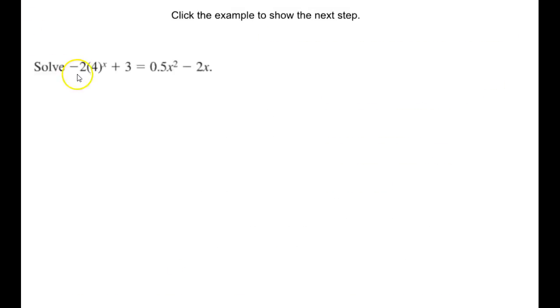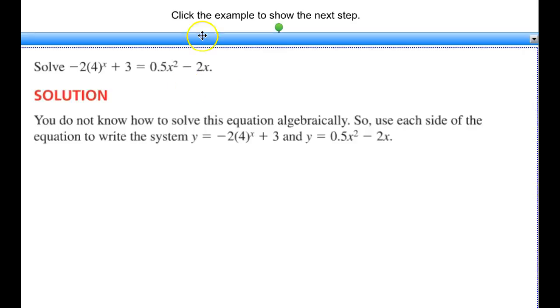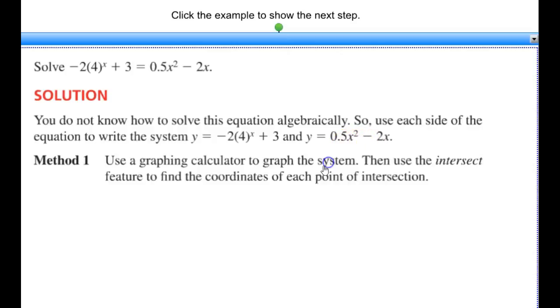So now here's our next example. And again, I see I have an exponential and I have a quadratic, but they're set equal. So I can set each side equal to y because I don't know how to do this algebraically. There's too many variables and too many exponents. So I use each side to write my own system. So y equals negative 2 times 4 to the x plus 3, and y equals 0.5x squared minus 2x.